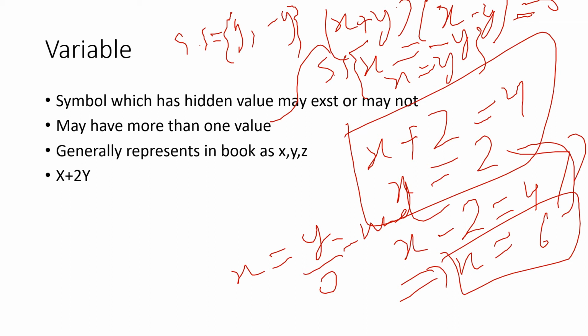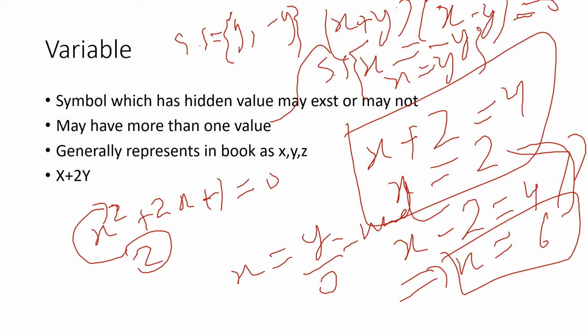How many values x will have depends upon the degree of the equation. For example, x square plus 2x plus 1 is equal to 0. We will have two values in the solution set that may exist or may not exist, but from the degree we can say that the possible values are 2 because it is the maximum power of x. In books we generally represent variables by x, y, z. So this is our equation x plus 2y. What are the variables? There are two variables in our equation. One is x and the other one is y.